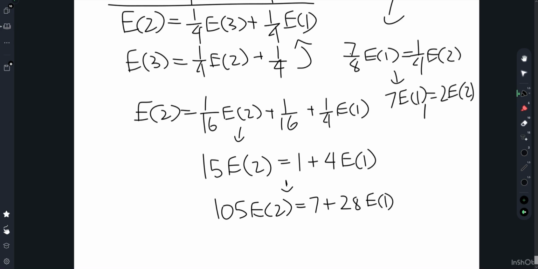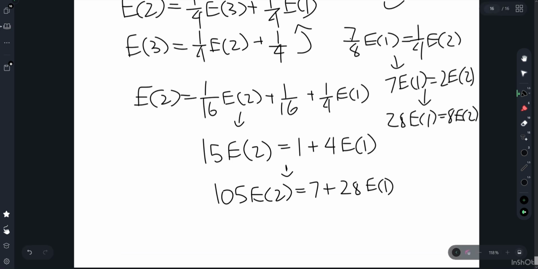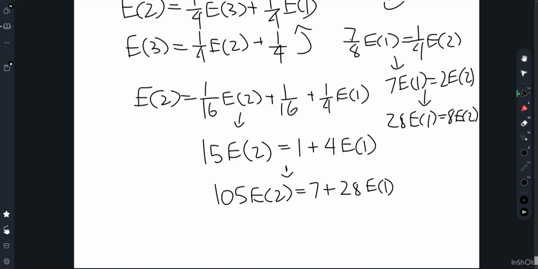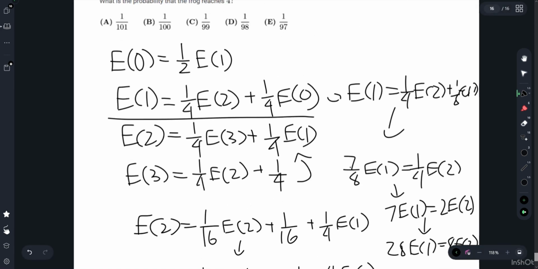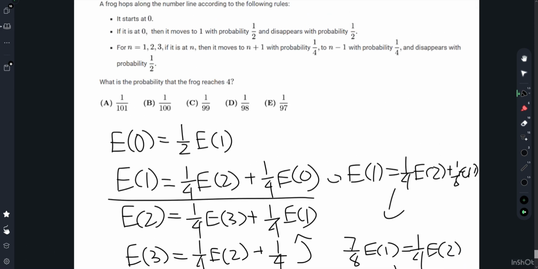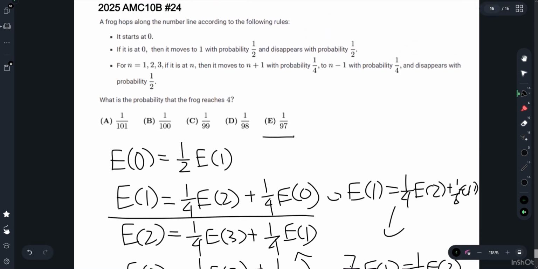Let's multiply this equation by 4: 28 E1 equals 8 E2. So plugging this in, we get that 105 minus 8, which is 97 E2, is equal to 7. Or E2 is equal to 7 over 97. If E2 is equal to 7 over 97, then E1 is equal to 2 over 97, and E0 is equal to 1 over 97. And so our answer is E.